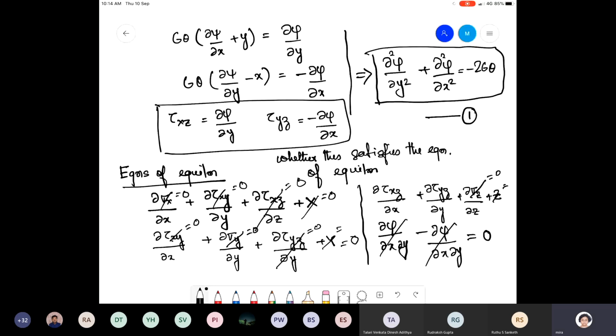Okay. So therefore, this assumption of stress function, or this form of stress function, Prandtl's stress function phi, satisfies the equation of equilibrium.